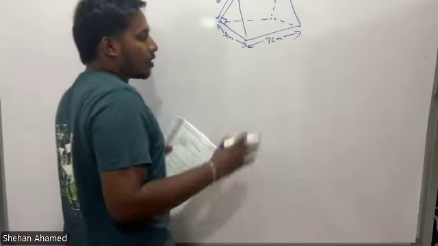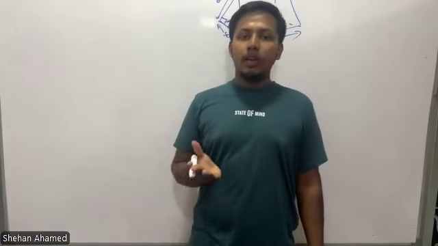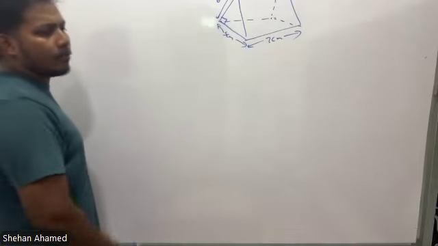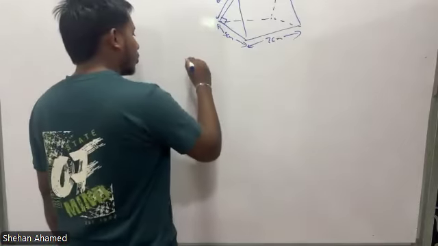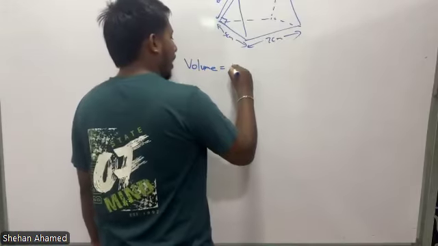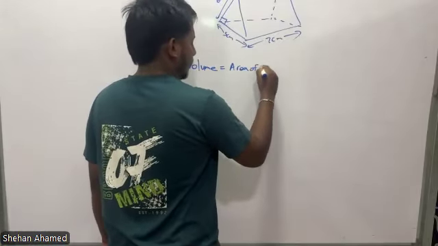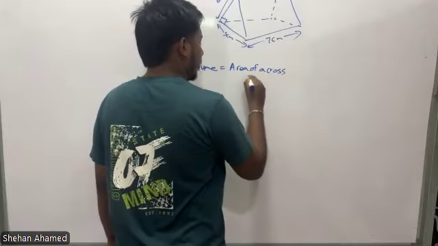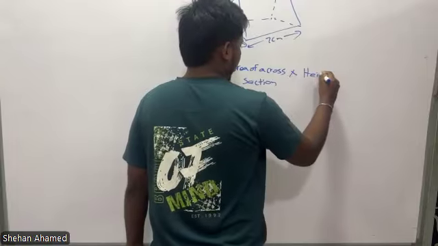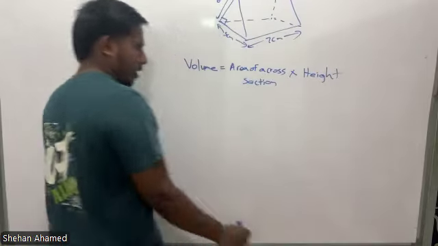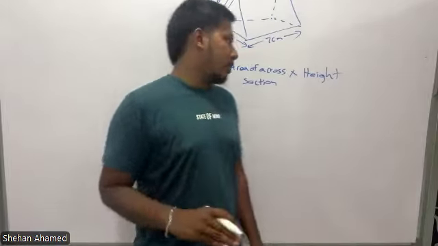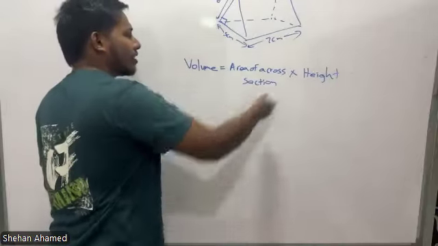Now, when we are talking about prisms, there's a general equation that you normally use for any type of solid. So the equation of volume is area of a cross section, multiplied by the perpendicular height. Right, you can put it as height, no problem. Remember, it should be perpendicular height. Right. So what is area of cross section meaning?